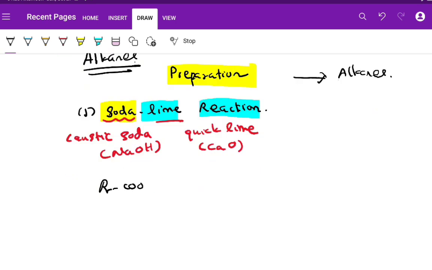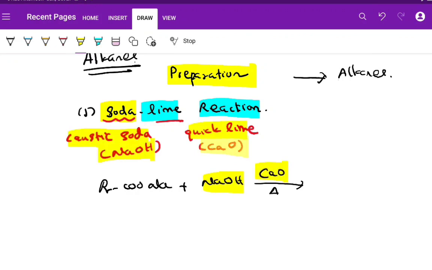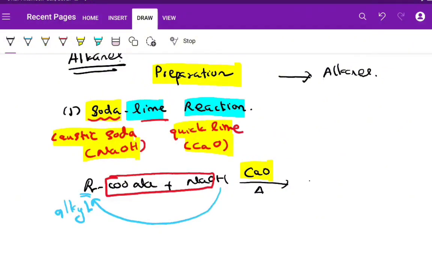We need alkyl salts, like RCOO-Na. When it reacts with NaOH, quicklime acts as a catalyst. NaOH caustic soda, CaO quicklime. NaOH and RCOO-Na react. Hydrogen comes to the alkyl group. And we get RH, which is alkane, and Na2CO3, which is sodium carbonate.